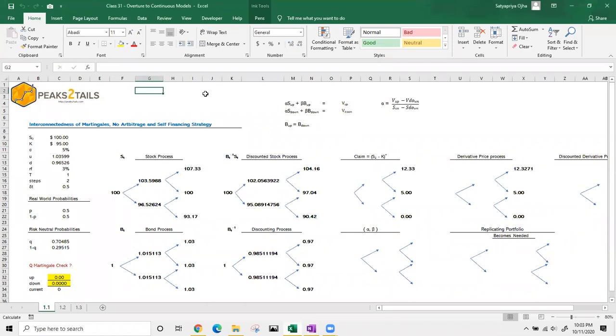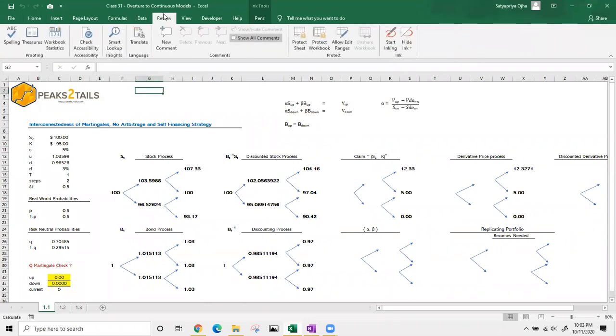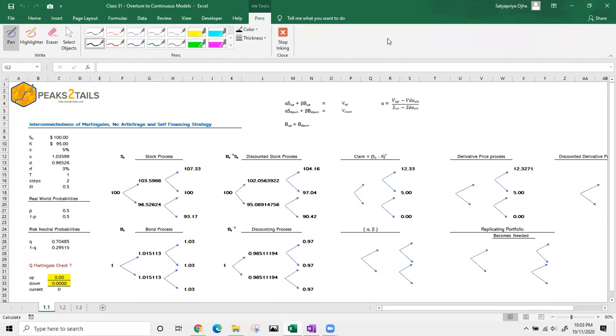So this is what we have been doing so far. What I have here is a two-step binomial tree. We start with the stock process, right? And we discussed different definitions of process: predictable process, conditional expectation, martingales.